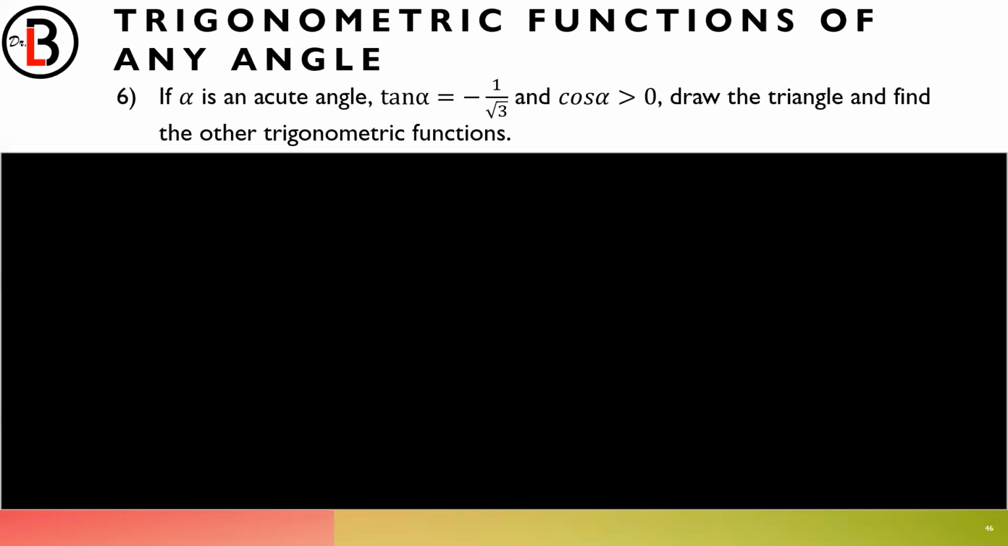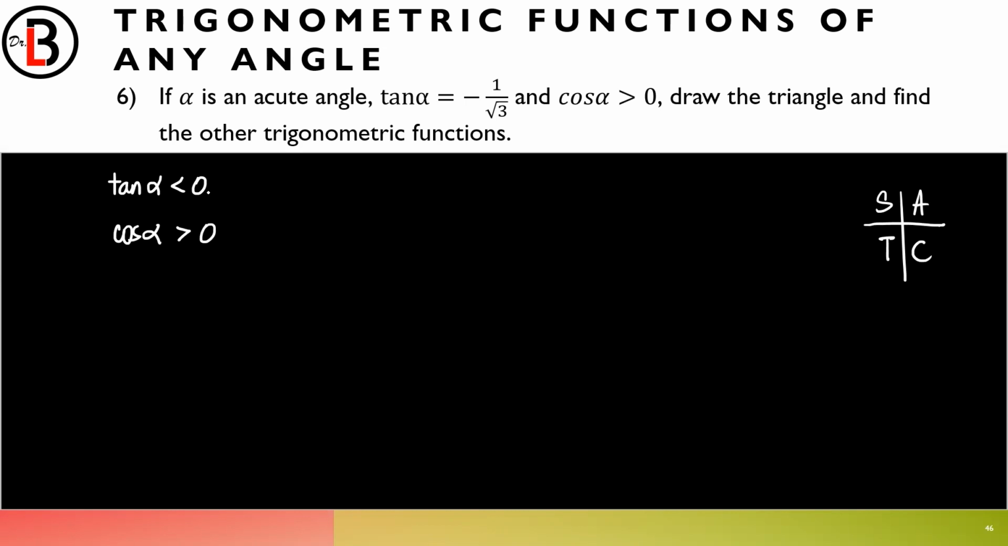Angle alpha. It says there, angle alpha is an acute angle. Okay, I just don't know whether it's in the first, second, third, or fourth quadrant. However, it says there, guys, that tangent alpha is less than 0, and then cosine of alpha is greater than 0. Remember this.